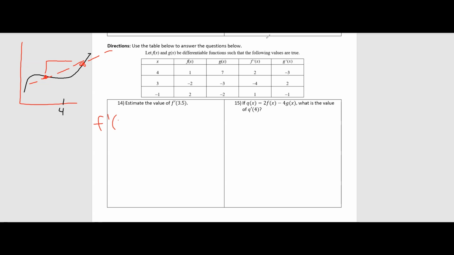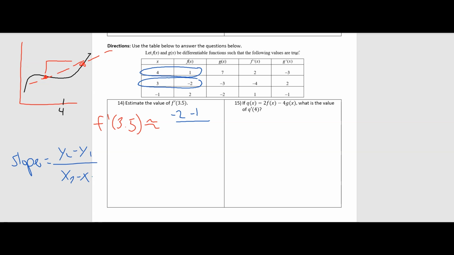So f prime of 3.5 is approximately equal to, we're going to use a point on either side. We're using this point because it's right to the left of 3.5, and we're using this point because it's right to the right. So I get negative 2 minus 1 from my y2 minus y1. Remember, slope is equal to y2 minus y1 all over x2 minus x1. x2 minus x1 would be 3 minus 4. So this gives me negative 3 over negative 1, which gives me an approximate slope of 3. So again, when you're asked to estimate the derivative, choose 2 points on the original function that are on opposite sides of that x value and use the slope formula.